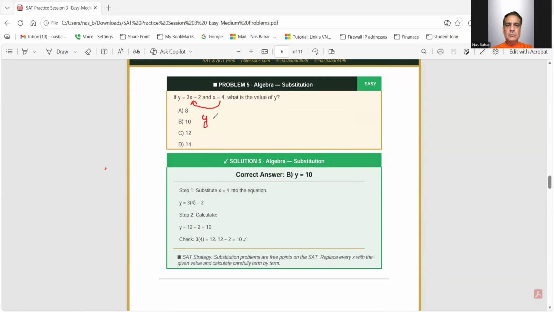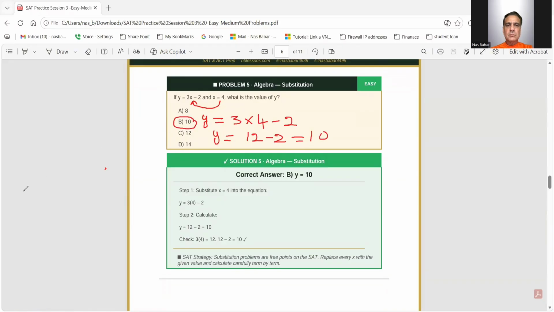So y is equal to 3 multiplied by 4, which is the value of x given, minus 2. Okay. So then y is equal to 3 times 4 is 12. 12 minus 2 is 10. So then the answer, my friend, is going to be 10, which is B right here.